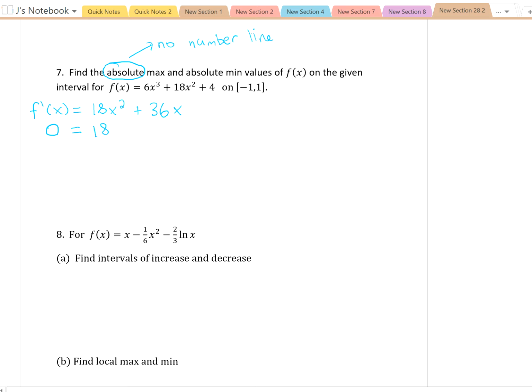You can common factor out 18x from both pieces. On your quizzes, a lot of you made mistakes here with factoring. 18x out of x squared leaves us with an x. 18x out of 36x leaves us with a 2. We set that derivative equal to 0. That's going to have two solutions. 18x is 0 when x is 0, and then the second part is 0 if x is equal to negative 2. However, I was happy to see the vast majority got to this point and correctly identified that you cannot use the second solution because it's not between negative 1 and 1. It doesn't count.